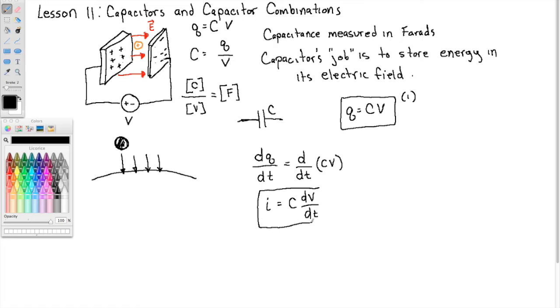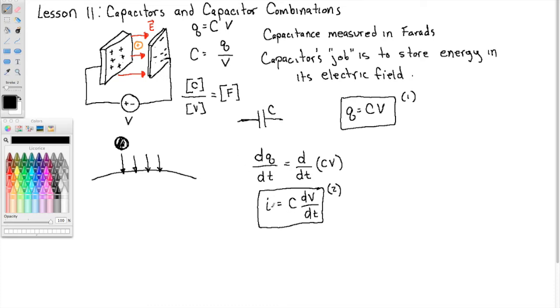This is the current voltage relationship in a capacitor. I'll label that as equation 2. And this equation, I like to say, I equals C dV dt. It rolls off the tongue beautifully. C dV dt. So that's one way of memorizing it. I equals C dV dt. Good.